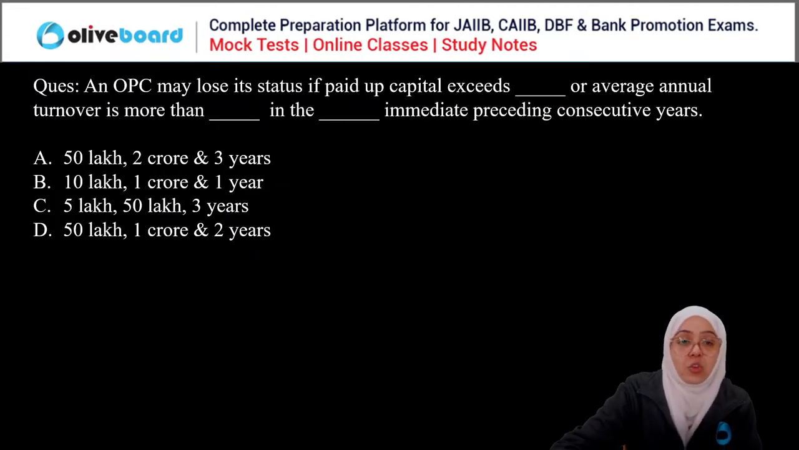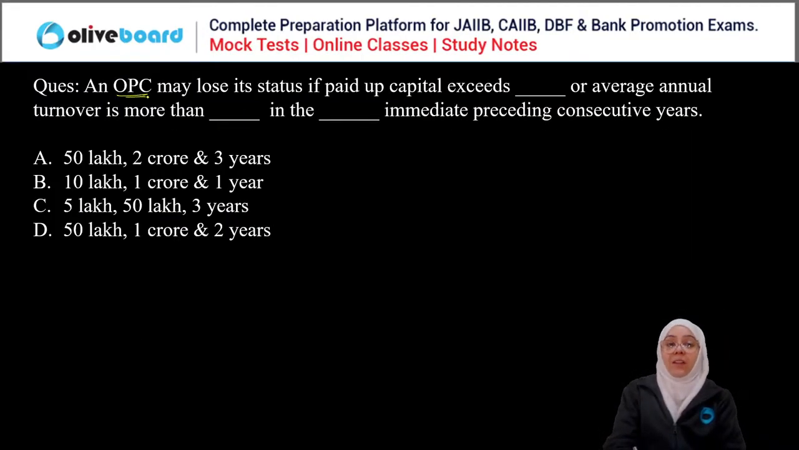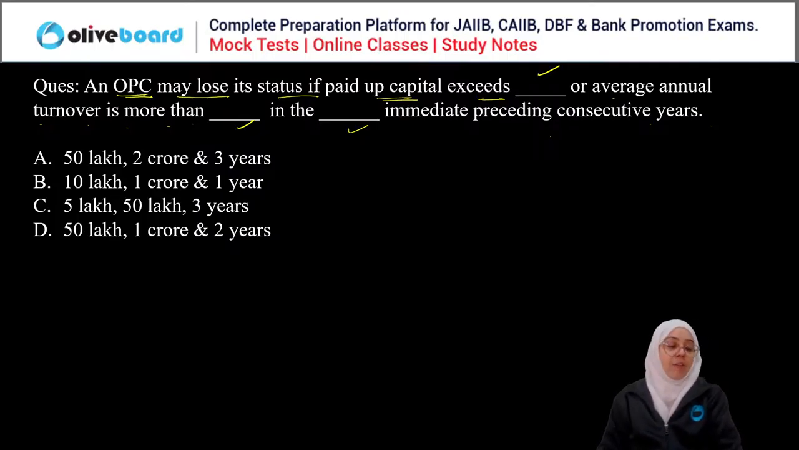Done. Next question. A one person company may lose its status if the paid up capital exceeds dash, or average annual turnover is more than dash, in the dash immediate preceding consecutive years. Fill in the blanks, everyone.